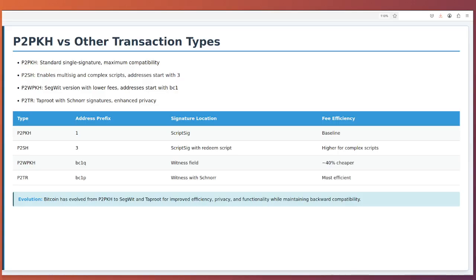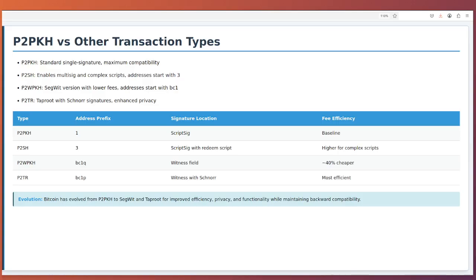Pay-to-script hash, or P2SH, defined in BIP16, allows spending conditions to be specified as arbitrary scripts rather than just public key hashes. The ScriptPubKey contains a hash of the redeem script rather than a hash of the public key. This enables complex spending conditions like multi-signature wallets, time-locked transactions, and other advanced features. P2SH addresses start with a 3 on mainnet and are 34 characters long. The main advantage over P2PKH is flexibility. The disadvantage is larger transaction sizes when spending, since the full redeem script must be revealed.